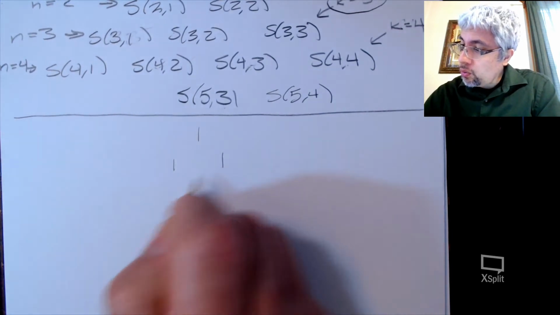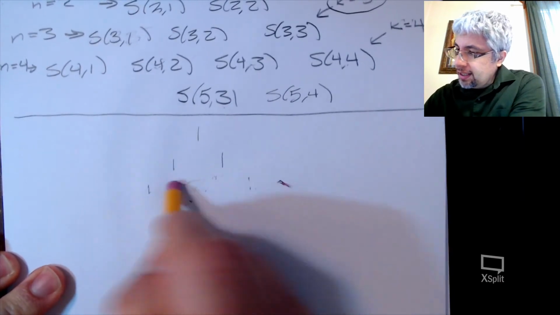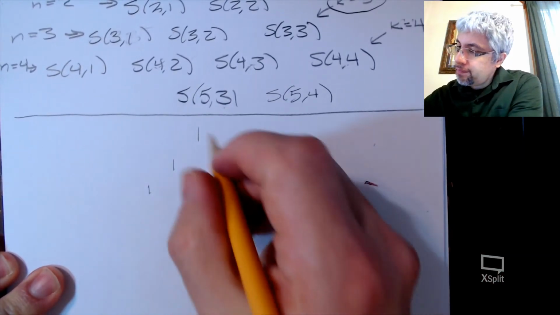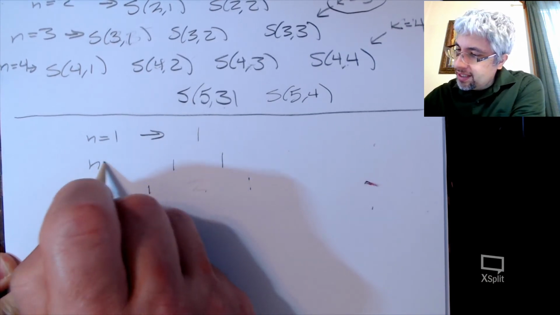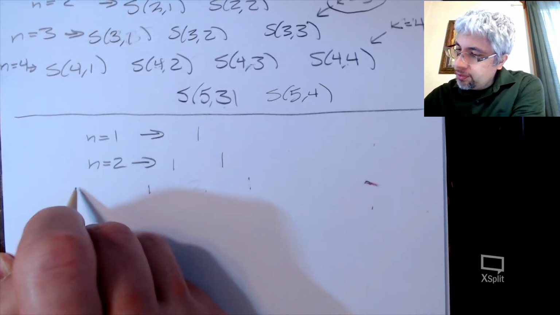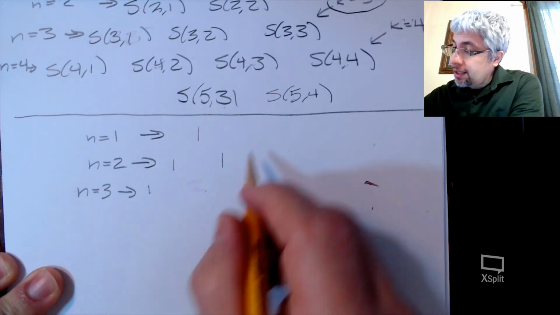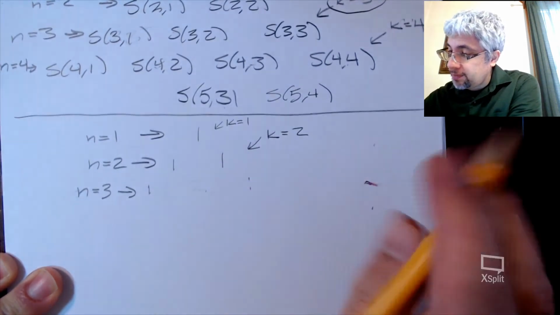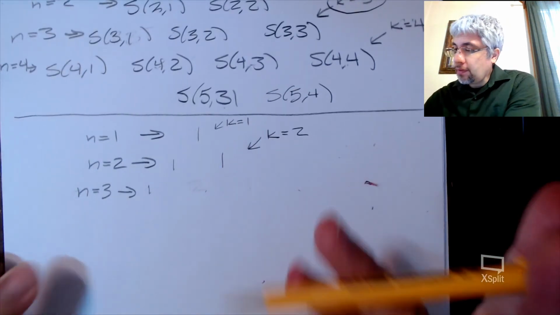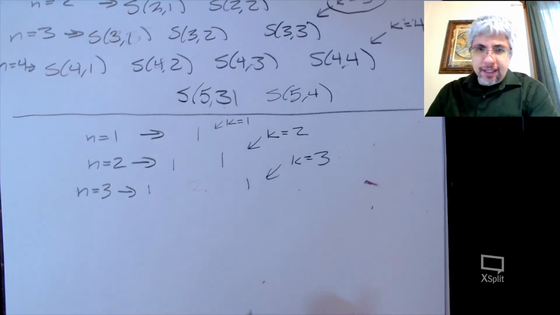So 1, 1, 1, 1. Oh, let's do this step by step. Okay, so this is n equals 1, so we don't make a mistake. n equals 2, n equals 3, and so on. And now this is going to be k equals 1, and this is going to be k equals 2. Okay. And as we keep going, this is going to be k equals 3 on these diagonals.